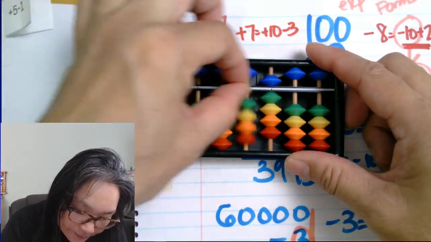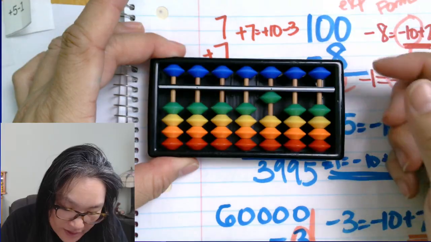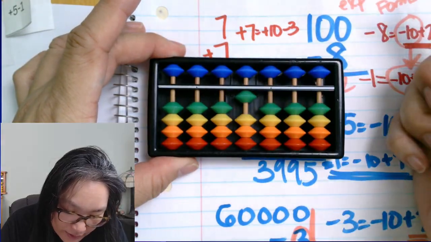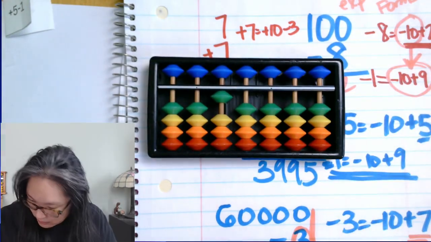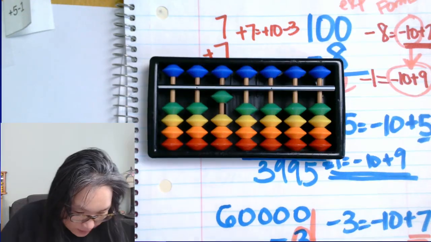So how do you do 10? Well, if this is 1, this is 10. If this is 10, this is 100. Does that make sense?